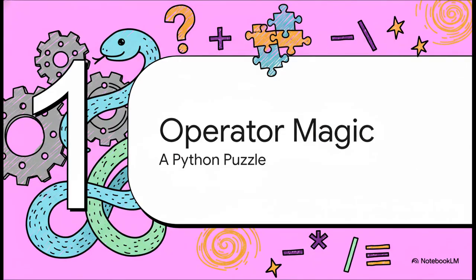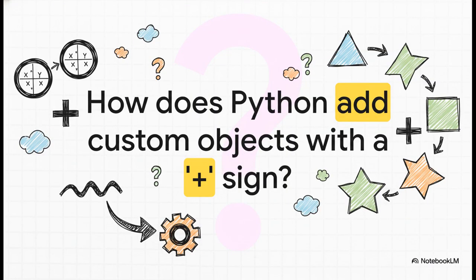All right, to really get a feel for this, let's start with a little puzzle. This question really gets to the heart of what makes Python so cool and flexible. Just imagine for a second you've made your own point class, with an x and a y coordinate. Now, if you create two of these points, say p1 and p2, and you just write p1 plus p2, what's supposed to happen? How on earth does Python know what adding two points even means, right? It's not a number, it's not a string, so what's the deal?